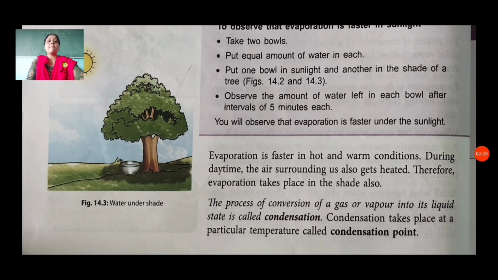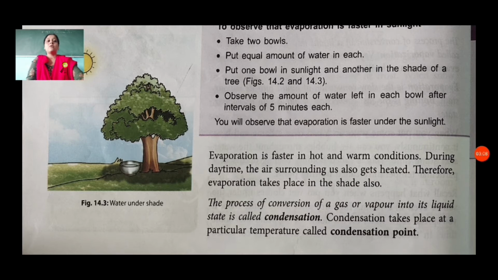Condensation takes place at a particular temperature, called the condensation point. Like evaporation and boiling, condensation is also a process, in which a gas or vapor is converted into liquid form. When water is converted into vapor form, it is called evaporation. The particular temperature at which condensation takes place is called the condensation point.